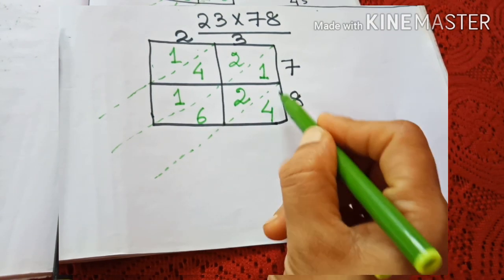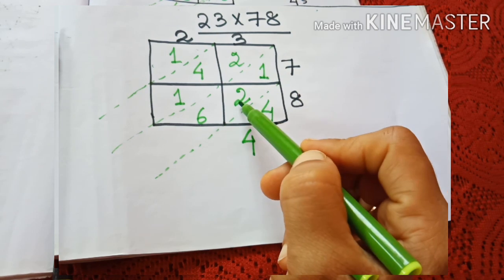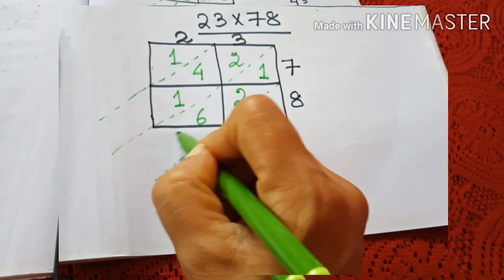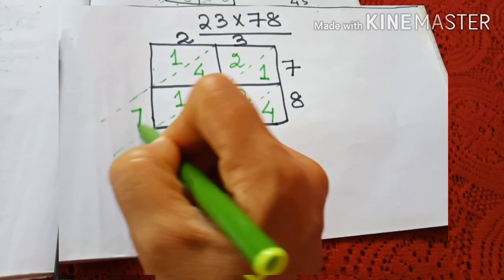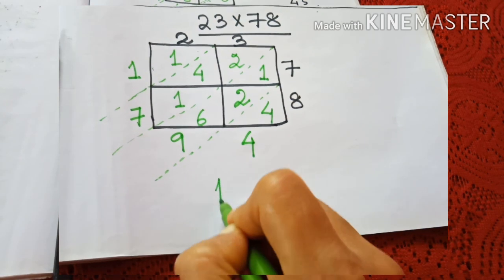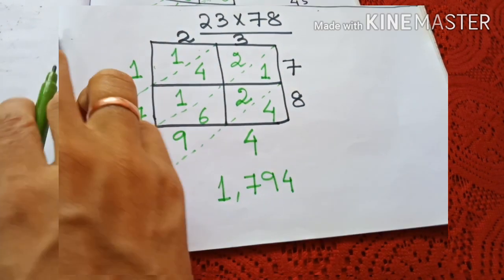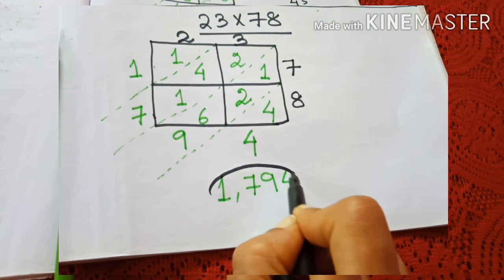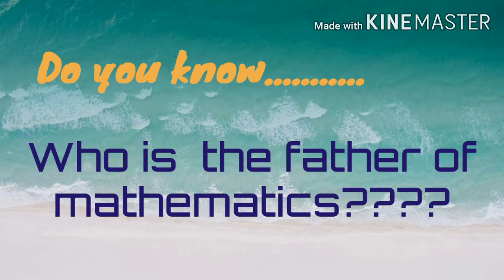Now we will add. Here 4. We will get 4. Now 1 plus 2 is equal to 3, plus 6 is equal to 9. 2 plus 4 is 6, plus 1 is equal to 7, and here 1 is there, 1. So what is our answer? 1794 is our required answer. Hope you understood the lattice multiplication method.